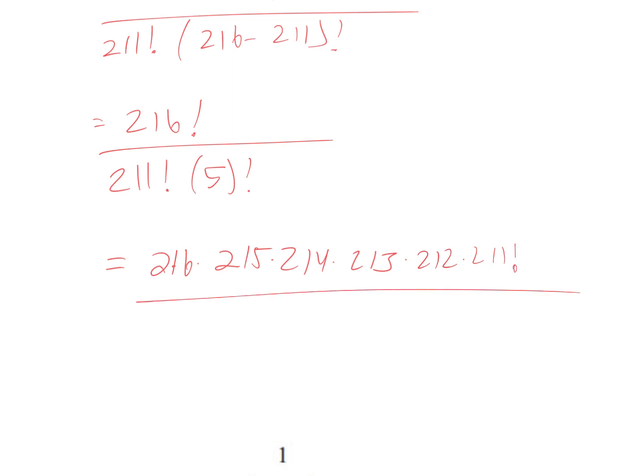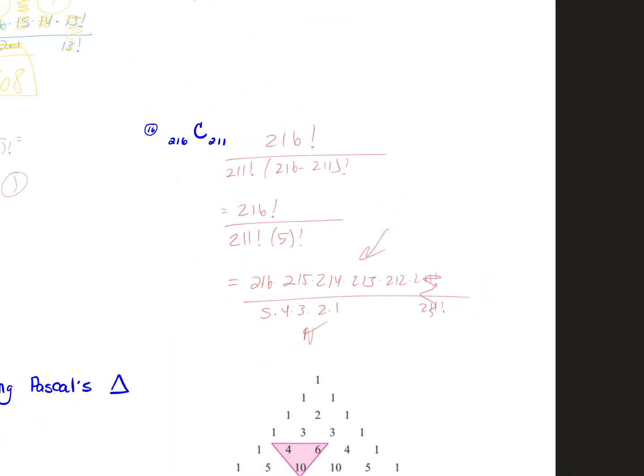You agree with me, Matilda? Okay. So those will cancel. And then you have 5 times 4 times 3 times 2 times 1. So you can cancel out 215 and 5, 214 and 4, just simplify. Or if your calculator will allow, you multiply the whole top, the whole bottom, and then just simplify. That's okay. That's totally okay.